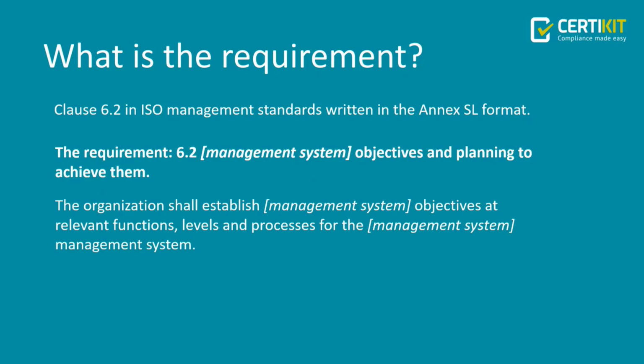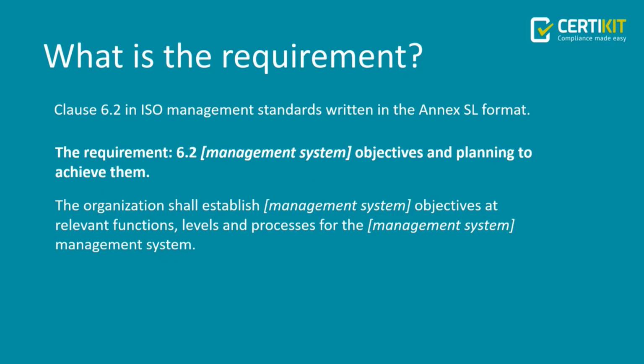So the standards are basically saying the organization shall establish objectives at relevant functions, levels and processes for the management system. So again, it's interesting in terms of the exact wording here. We're talking about establishing objectives, but we're talking about establishing them in several different places and in several different ways, potentially. There's a lot of choice around this. But basically, you could have objectives that are associated with functions. By function, we're talking about kind of organizational units. So that could be finance, it could be manufacturing, it could be IT, etc.